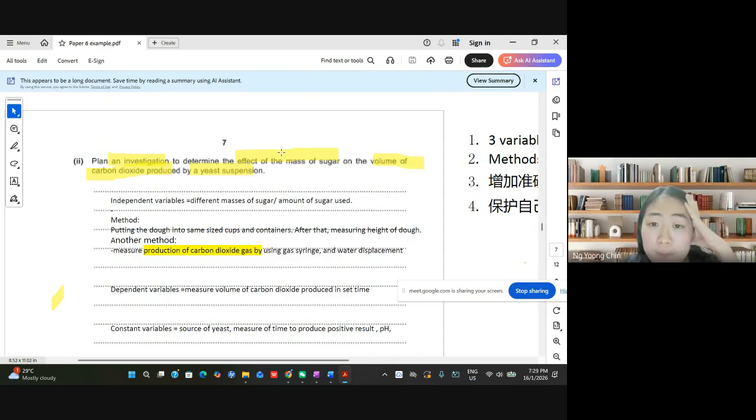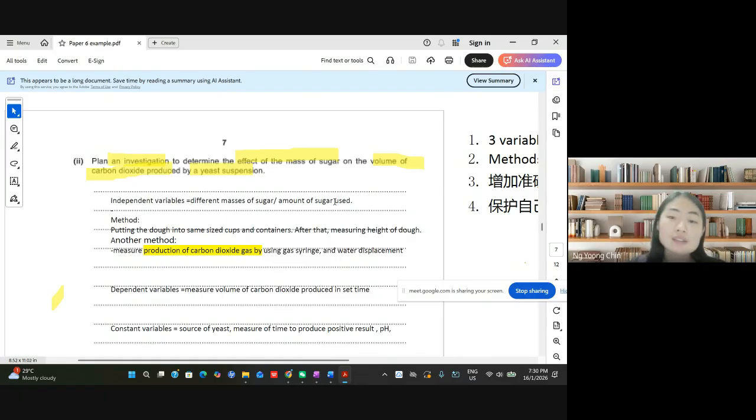So, effect of mass of sugar. They are actually changing the mass of sugar, right? The mass of sugar can be lesser or more. How the mass of sugar will cause effects on the volume of carbon dioxide produced? That's why the mass of sugar belongs to the independent variable, because you can change this variable, and then you can see how it affects the other variable, which is the volume of carbon dioxide produced by the yeast suspensions. So the independent variable refers to different mass or amount of sugar being used.